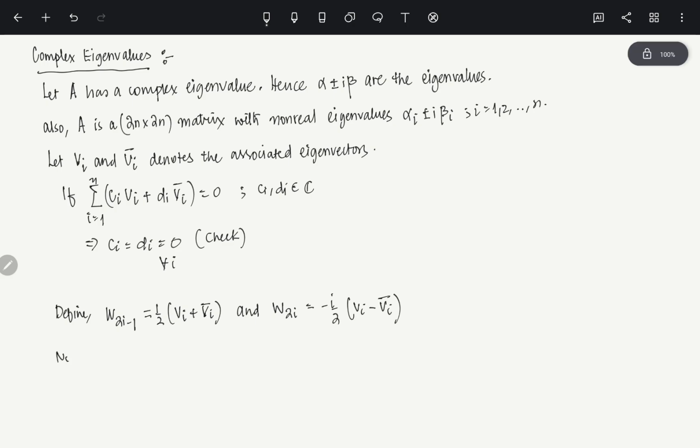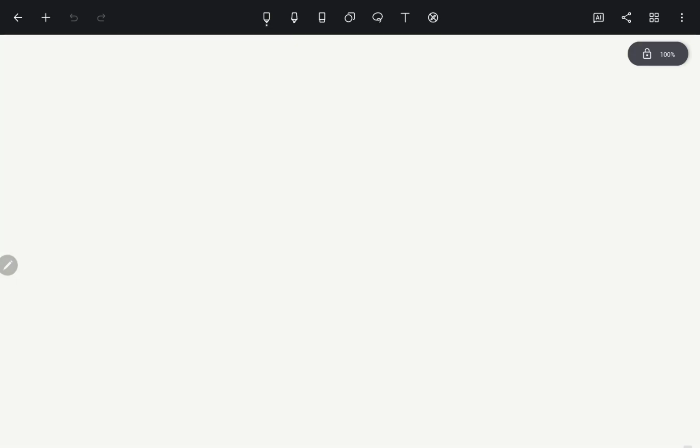So note W_{2i-1} and W_{2i} are real vectors. Clear? These are real vectors. Since this is the real part of V_i, and this is the imaginary part of V_i, they are real vectors. Okay. So now we have this theorem, or let's just put it as a proposition.